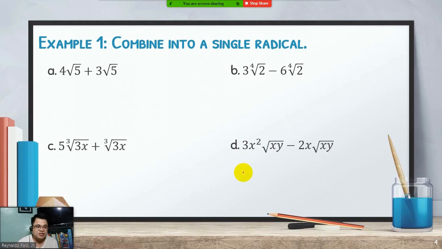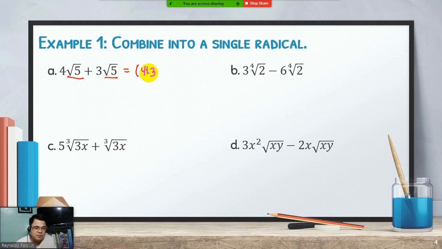First thing is, let's have number 1. We have to combine into a single radical. So for letter A, we have 4 square root of 5 plus 3 square root of 5. As you can see, they are what we call similar radicals because they both have a radical of square root of 5. So what we have to do is just simply add the coefficients.